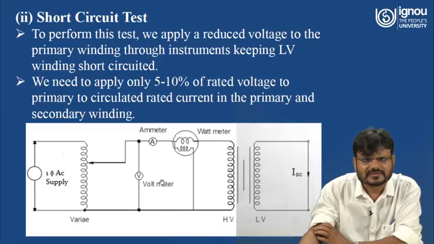Here this wattmeter will give you the reading of the variable losses, or you can say short circuit losses, or you can say copper losses. This ammeter will give you the reading of the short circuit current, and this voltmeter will give you the reading of the short circuit voltage.